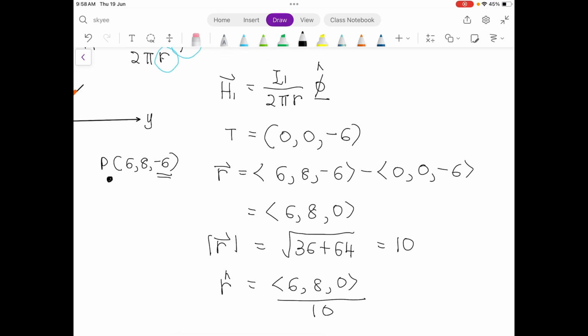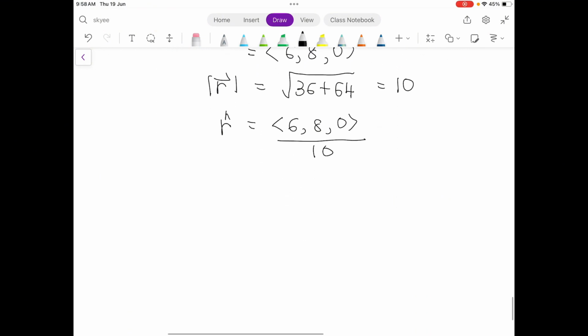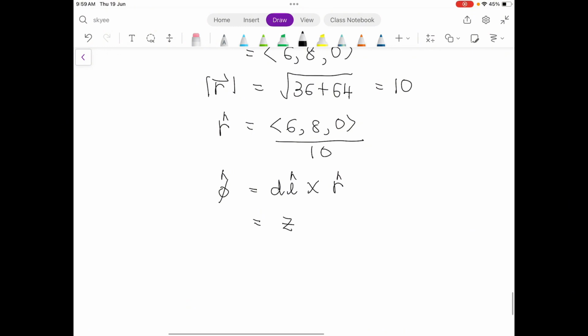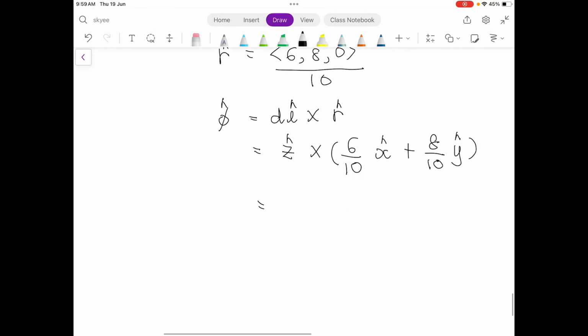Okay, so next we need to find the unit vector phi. The unit vector phi depends on the direction of the current flow, crossed with the unit vector r. In this case, the current flows in the z direction. Our I1 flows in the z direction, and then we take the cross product with this: 6 over 10 x plus 8 over 10 y. Okay, so this is our unit vector r.